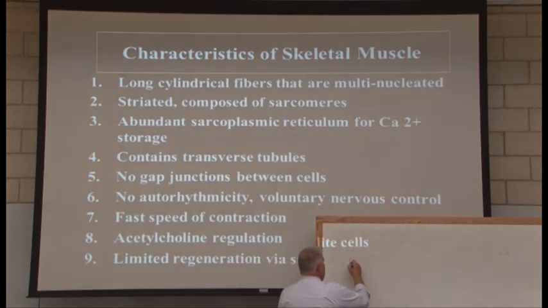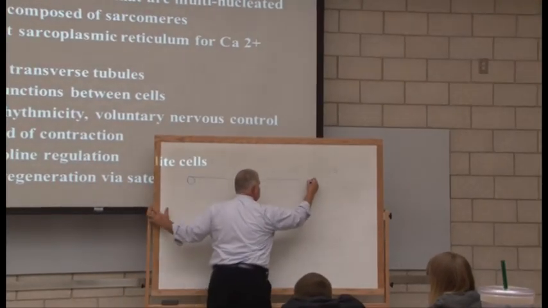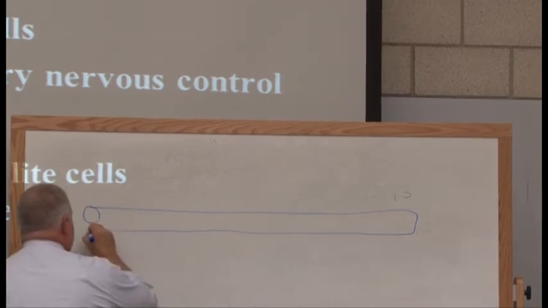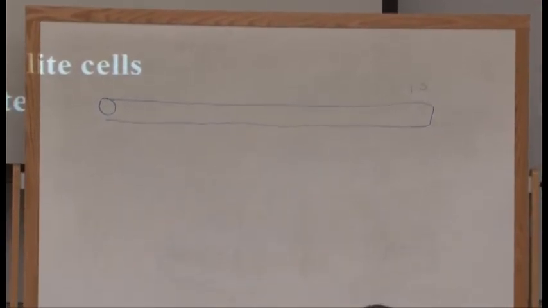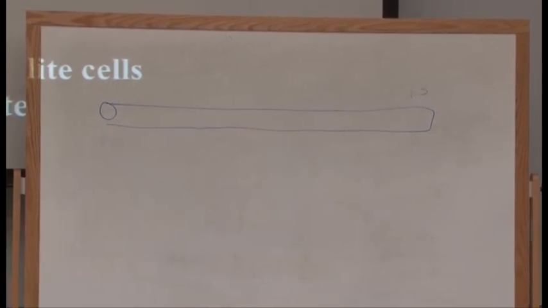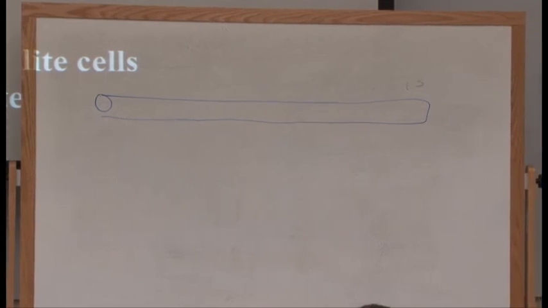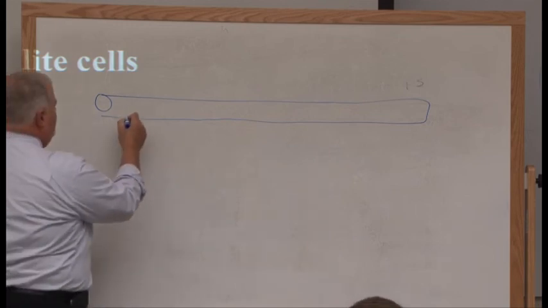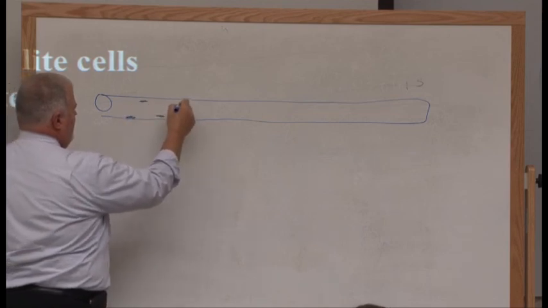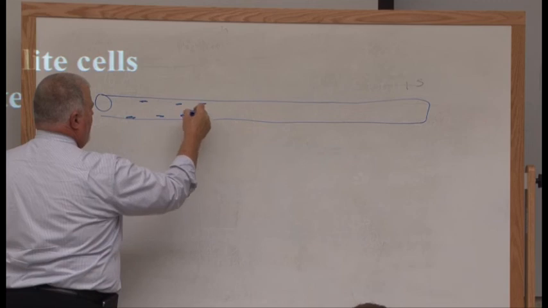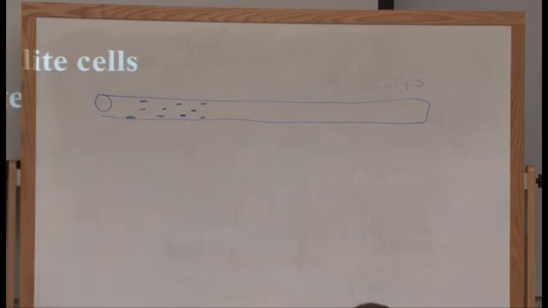So these are incredibly long cells that are constructed like cylinders, very long cylindrical cells. And what happens is, embryologically, a bunch of small cells fuse together to make this big cell during embryonic development, and all the nuclei are retained. So the next thing we have to throw out the window is what you learned in general biology, that there was only a single nucleus per cell. Skeletal muscle cells are multinucleated. They could have thousands of nuclei.